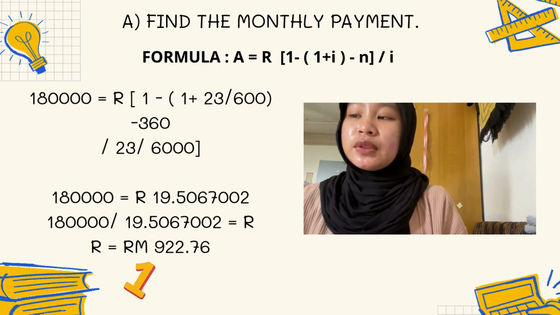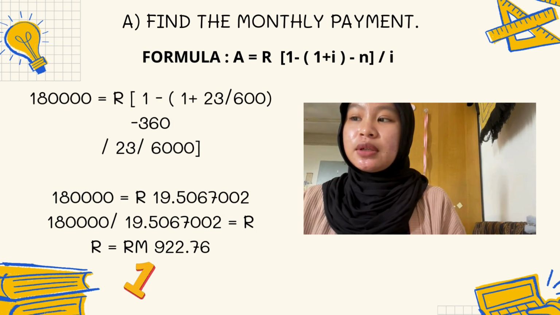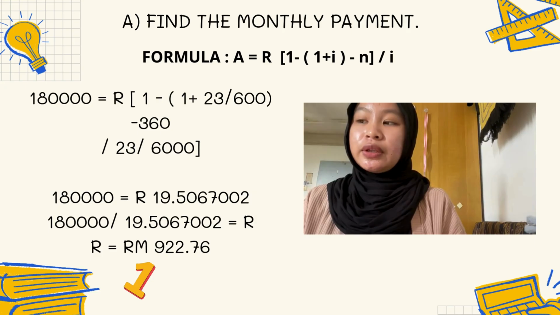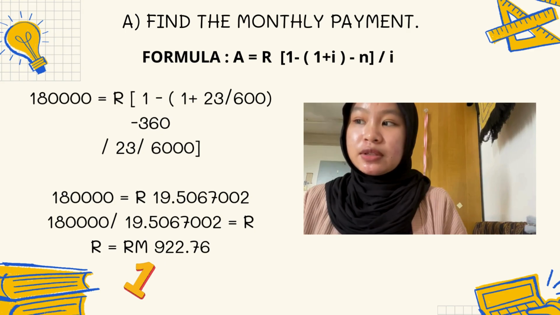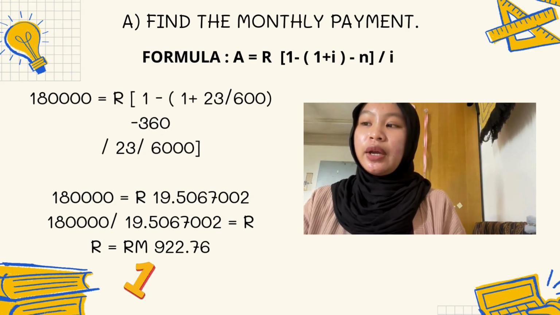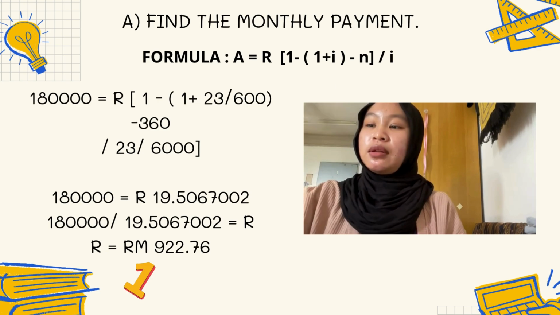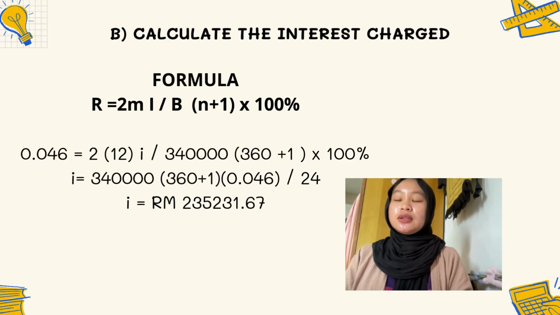The answer is 19.5067002 R. So the next step is 18,000 equals R times 19.5067002. So to get R, we take 18,000 divided by 19.5067002, and the answer for R is RM 922.70.